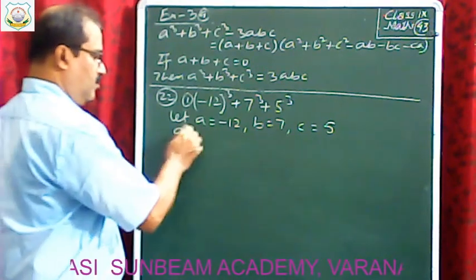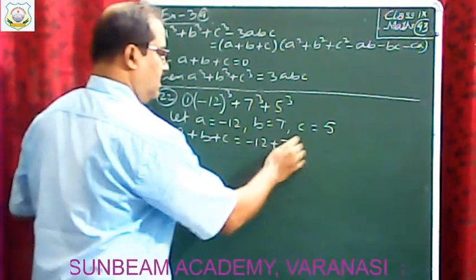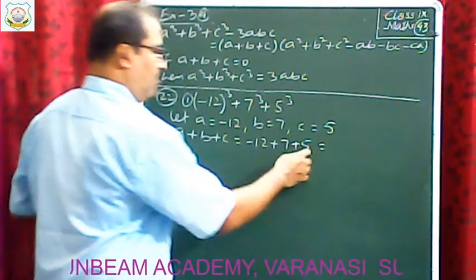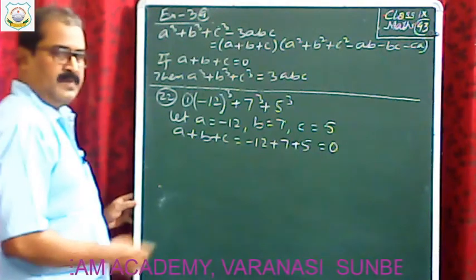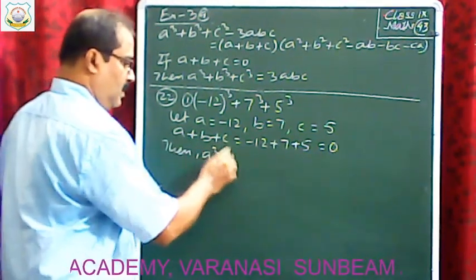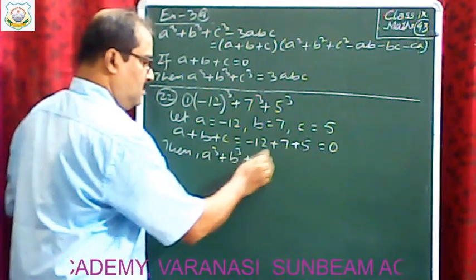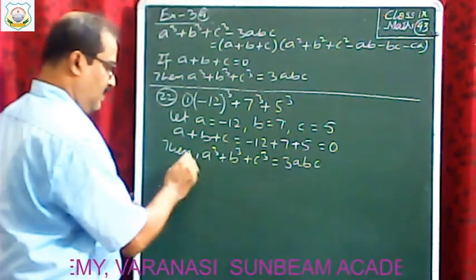Thereafter you have to check a plus b plus c equal to what? Minus 12 plus 7 plus 5. 5 plus 7 is 12, minus 12, we get 0. If a plus b plus c equals 0, then we can say that a cube plus b cube plus c cube equals 3abc.